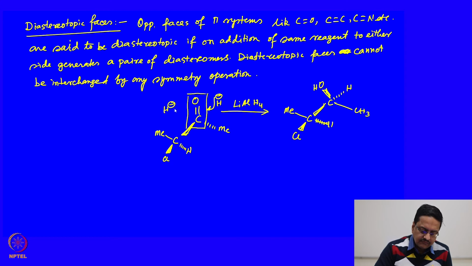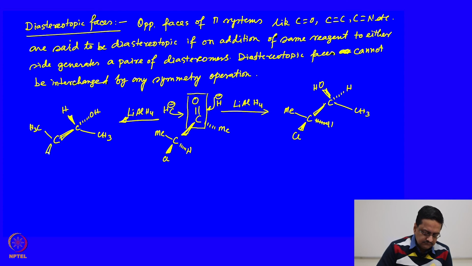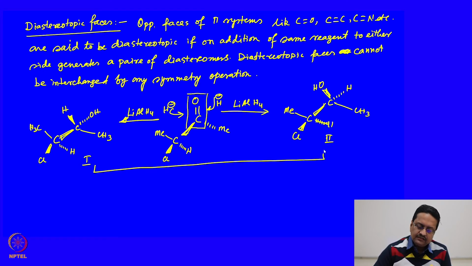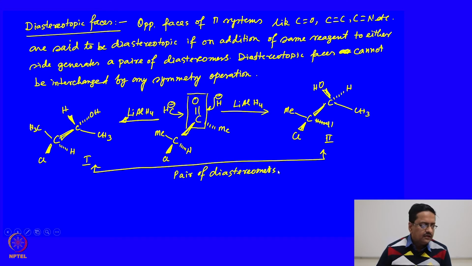But if we do the reduction from the right hand side by lithium aluminum hydride, what we would get is this product. These two compounds 1 and 2, you can easily understand that they are a pair of diastereomers. Please try to draw the Fischer projection of these two compounds yourself and see that these two are diastereomers. So, these two faces that we are talking about are the diastereotopic faces.